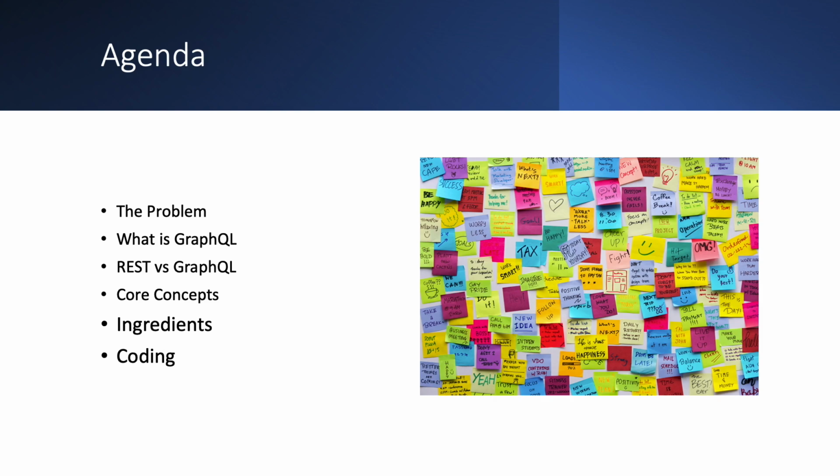First, we're going to be discussing the problem that GraphQL is going to help us solve. Then we're going to be discussing what GraphQL is. And then we're going to be discussing the difference between GraphQL and REST. Then we're going to go into the concepts of GraphQL. Then we're going to discuss the ingredients that we're going to need in order to build our application. And lastly, we're going to be coding our to-do list application.